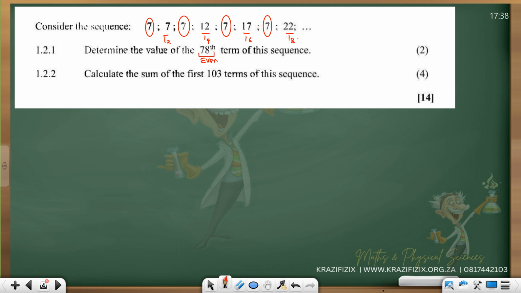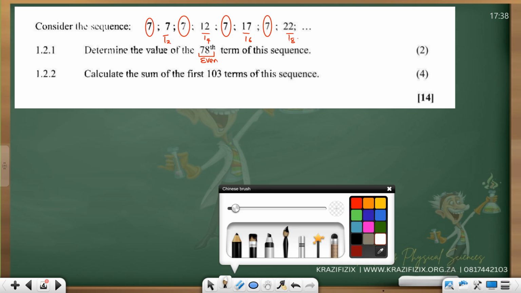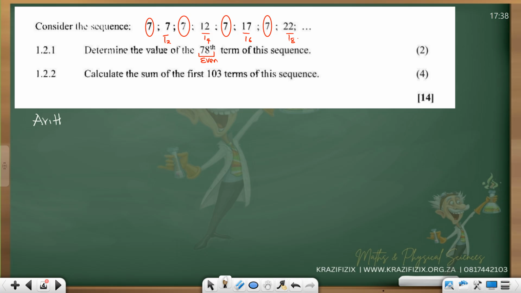What did you calculate? 38. Why 38? Yeah, what is 78 divided by 2? The 39th term. So if I look at my arithmetic now, what is our arithmetic pattern? 7, 12, 17, 22.